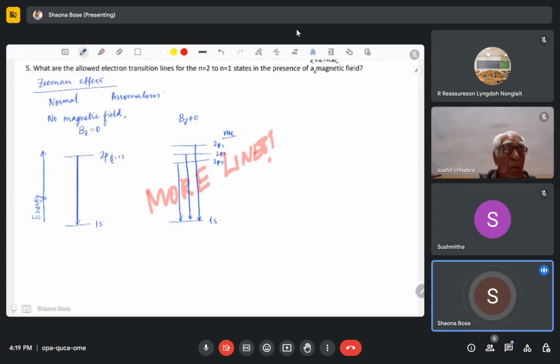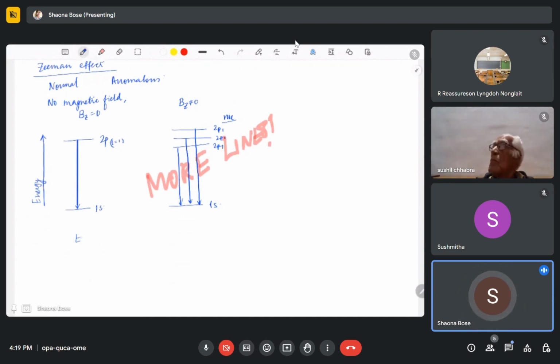Why is that so? Because, as you know, even a revolving electron has a magnetic field. So we cannot forget about that. There's a spin of the electron. So the spin angular momentum and the orbital angular momentum are also interacting with the externally applied magnetic field. So there is a greater number of lines which we can see. Even these 2p 1, 0, minus 1 are split into finer energy states.